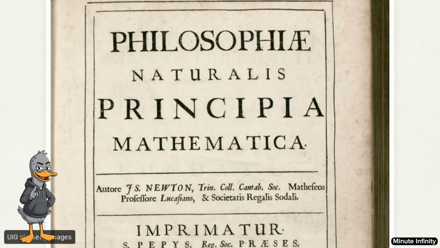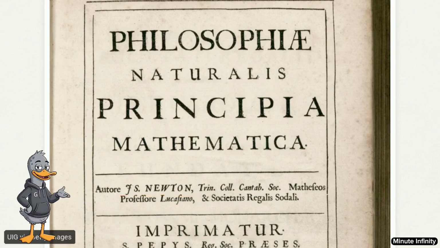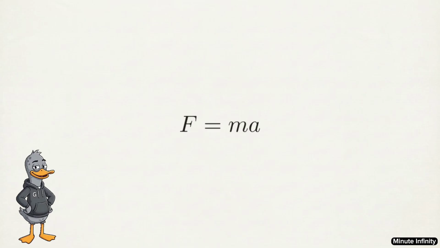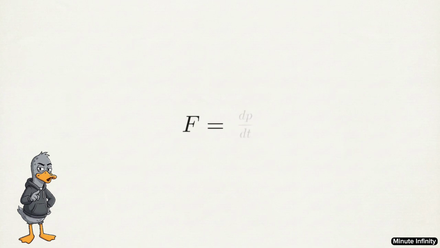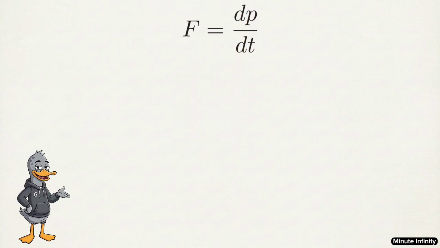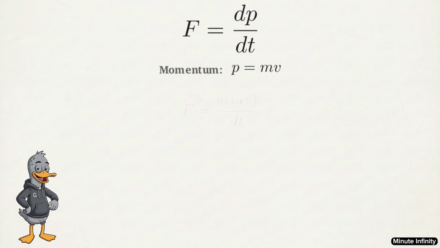There is a historical twist to all of this. On the title page of his Principia Mathematica, Isaac Newton didn't actually write F equals ma. He wrote his law based on momentum, describing what he called the quantity of motion. Watch as the familiar text morphs into the unmodified equation. Force equals the rate of change of momentum over time, written as F equals dp over dt.